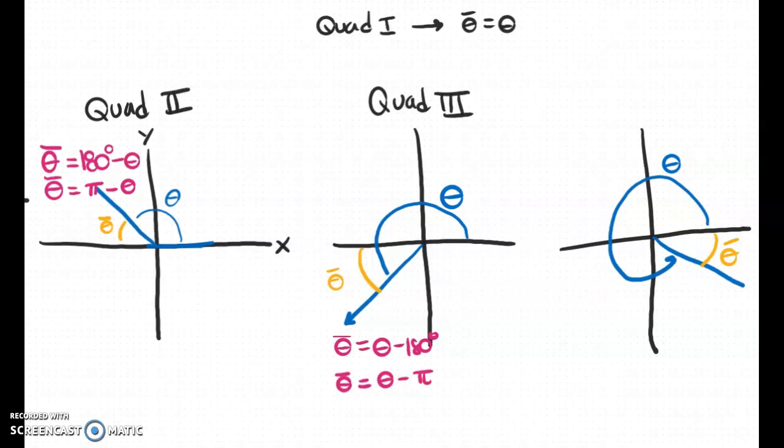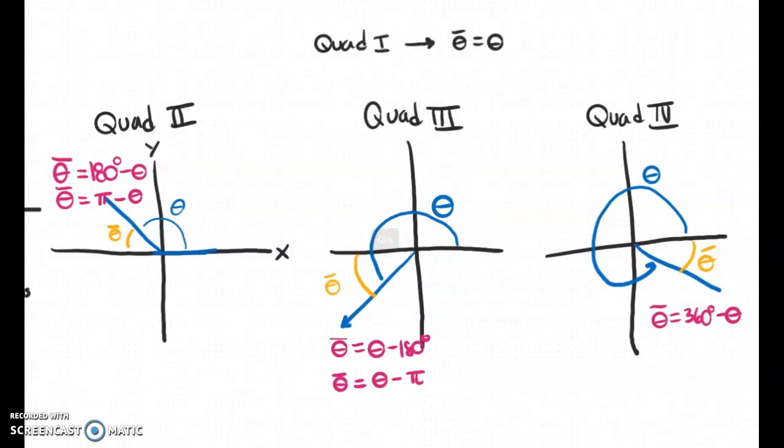And then lastly, if the original angle falls in quadrant 4, then your formula for the reference angle would be 360 minus the original angle. And if it is in radians, 360 is equivalent to 2 pi, so you would take 2 pi and subtract the angle.